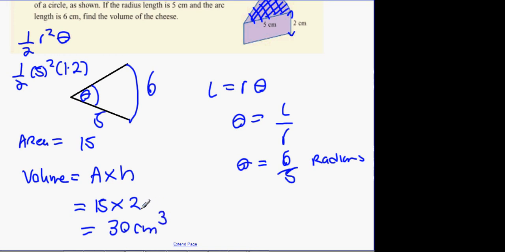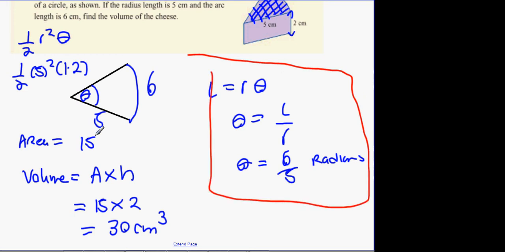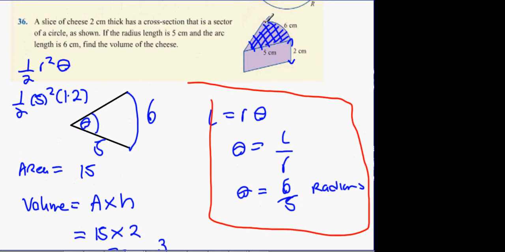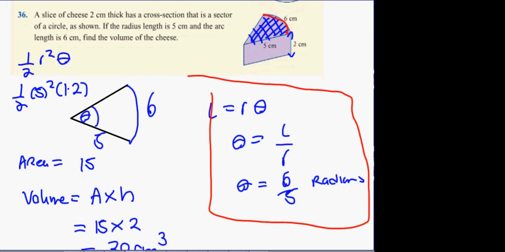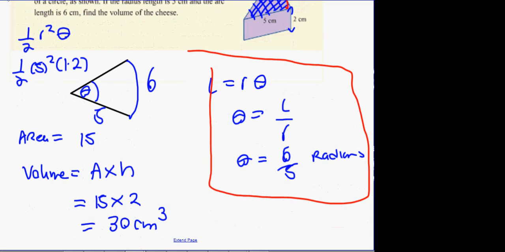How'd you work out it's 1.2 radians? I did it here. L equals R theta. Theta equals L over R. And then I put L is 6 because its outside section is 6. 6 divided by 5 is 1.2 radians. Okay? I'm pretty certain 6 divided by 5 is 1.2. Yeah. Okay, guys. Next one.